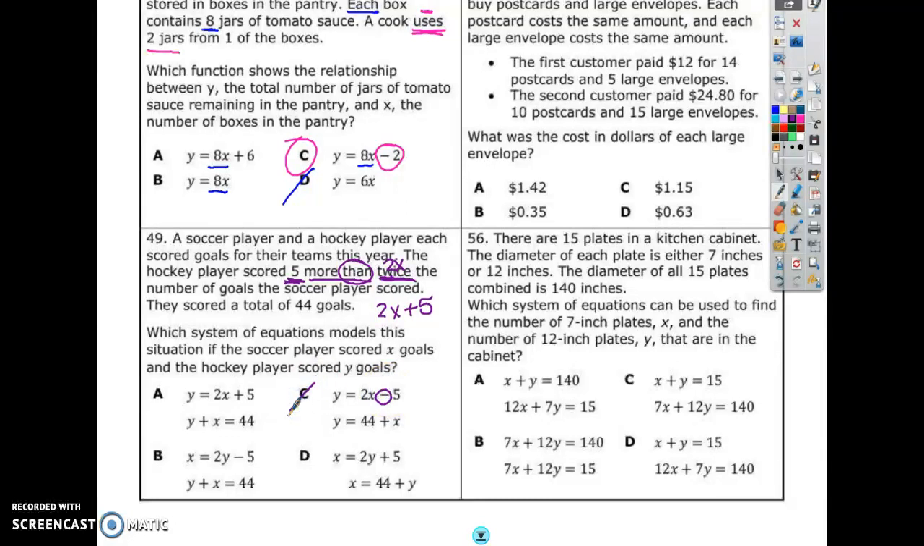And it's not 2y, it's 2x. And it's not minus. So the answer is A, because it says in total, they scored 44 goals. That's why they said y plus x equals 44 in total. The answer is A.